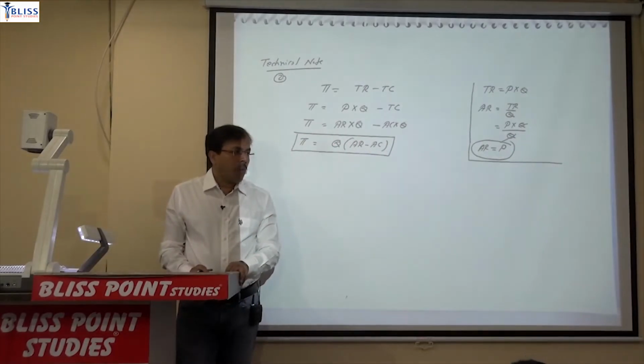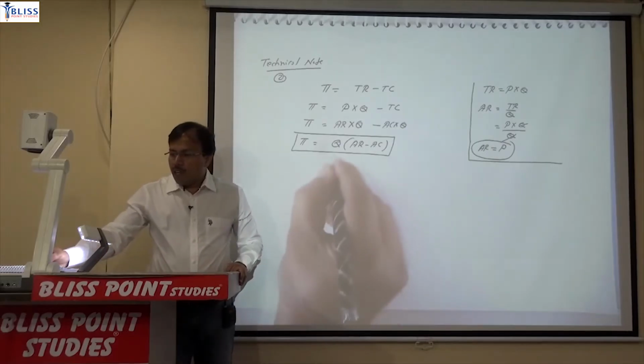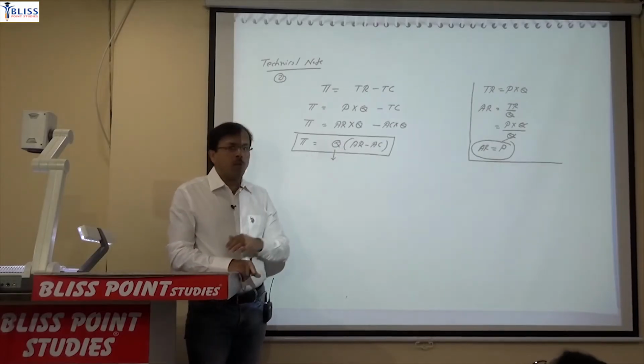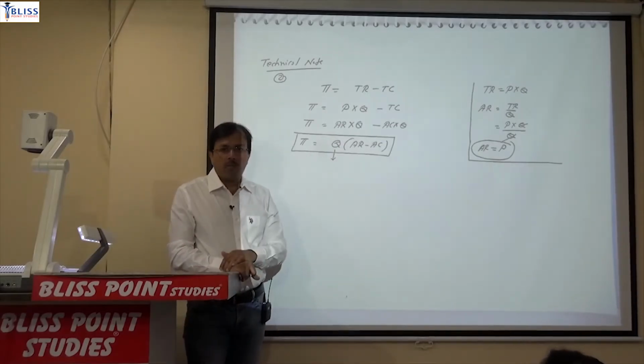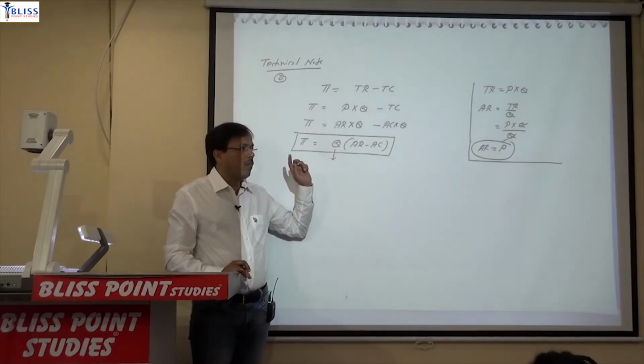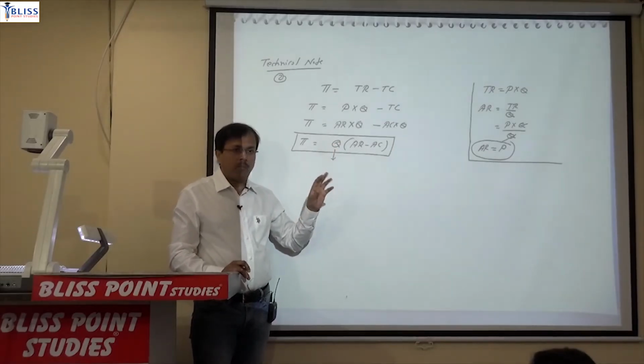Pi is equal to Q into AR minus AC. Clear? Answer one thing. How will you get this quantity? How much quantity will the firm produce? The firm will always produce that much quantity where its profit is maximum. And what is the profit maximizing condition? By equating MR with MC, you will get this quantity. So in order to get this quantity, you have to equate MR with MC.